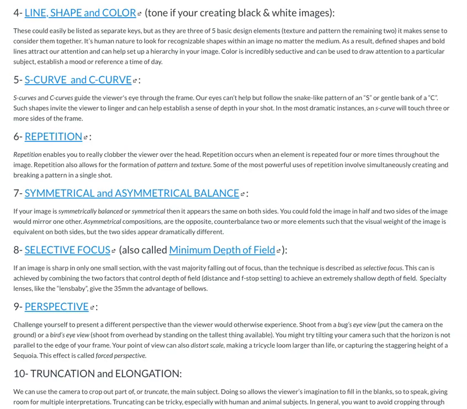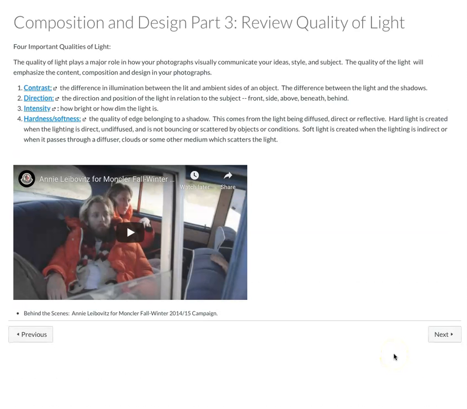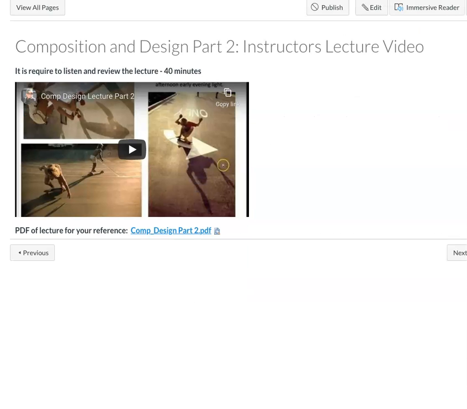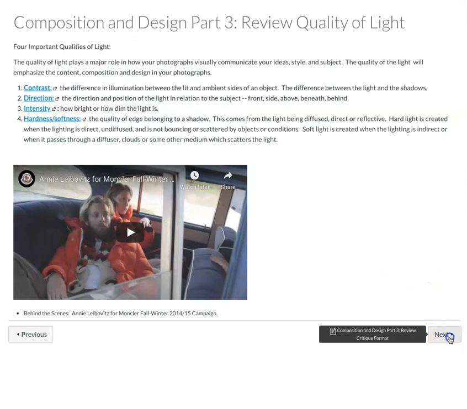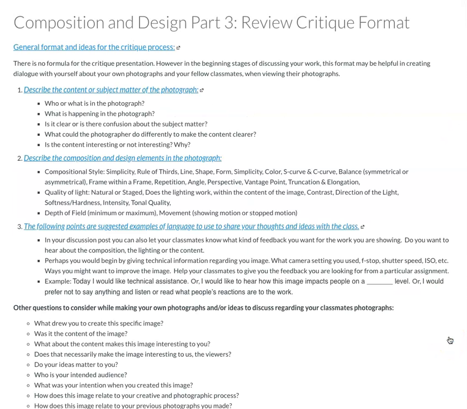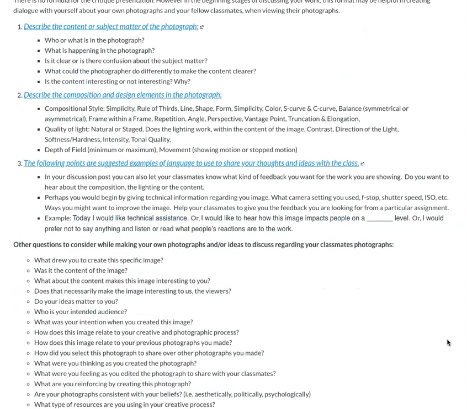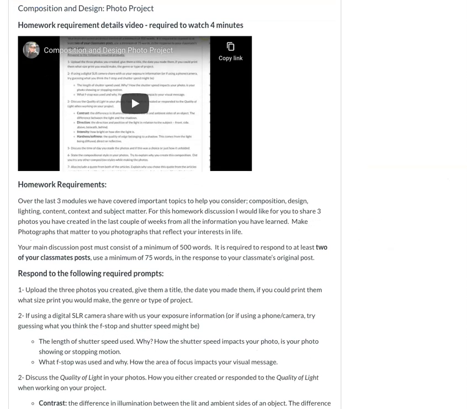This week is all about review and working on your projects. So reviewing the quality of light and thinking about what was covered in the Composition and Design Part 2 lecture. Thinking about the time of day. So I hope you take the time to review all of this information that I have put together for you from the other learning units as you're working on your photographs.